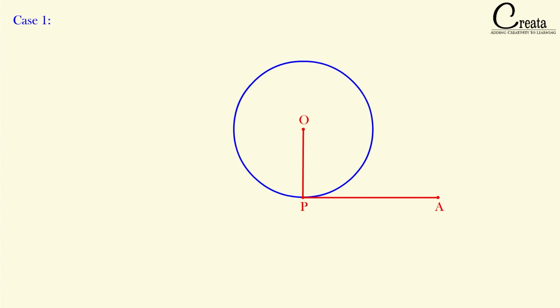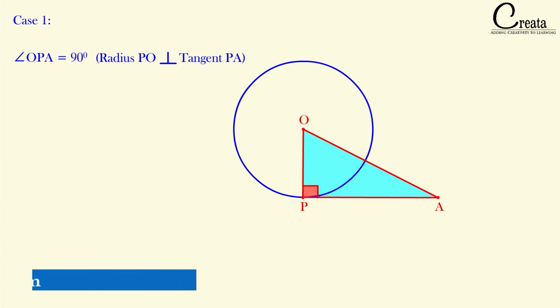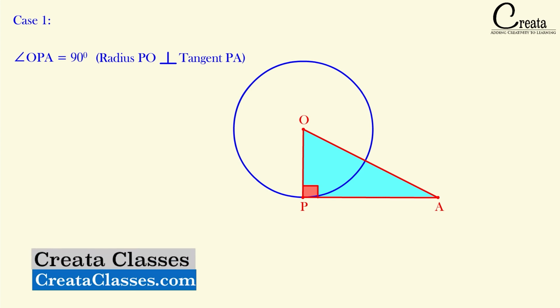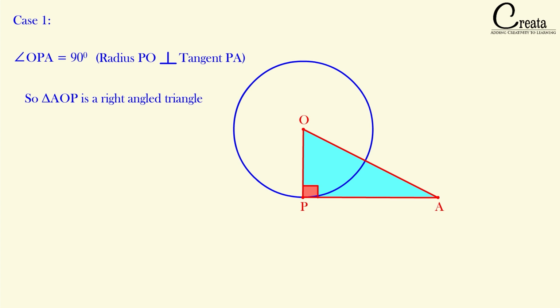The concept is that if we join point A and O, we will form a right angle triangle. How? The first concept, the theorem 10.1 concept, radius and tangent are perpendicular to each other. So this angle will be equal to 90 degrees. So this triangle, the triangle AOP, will be a right angle triangle. So we can apply the Pythagoras theorem in this concept. That is, AO square is equal to AP square plus PO square.